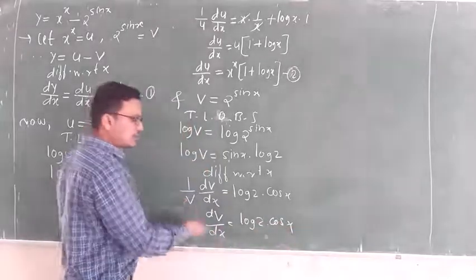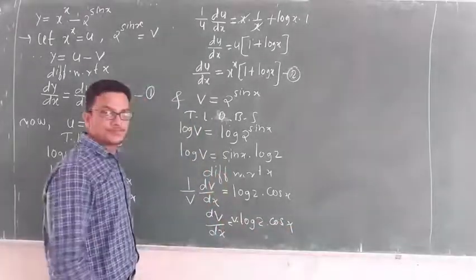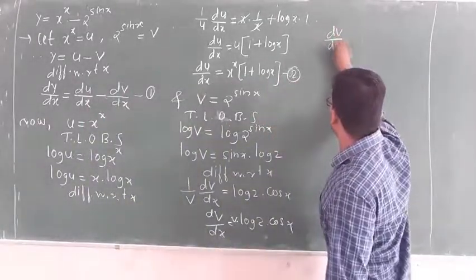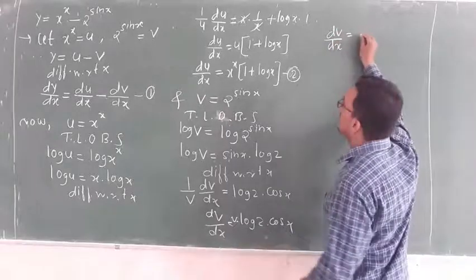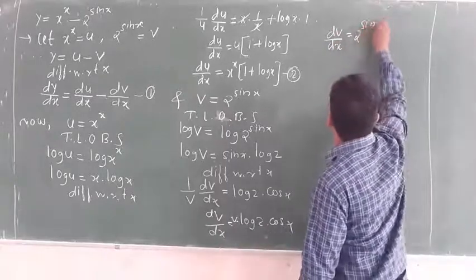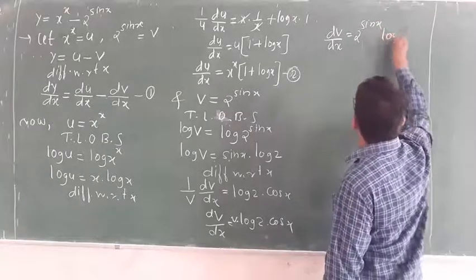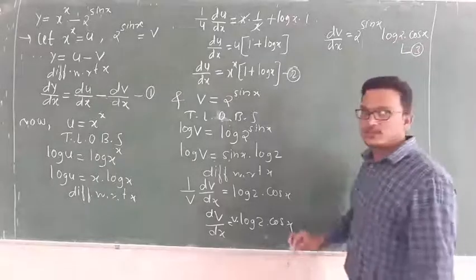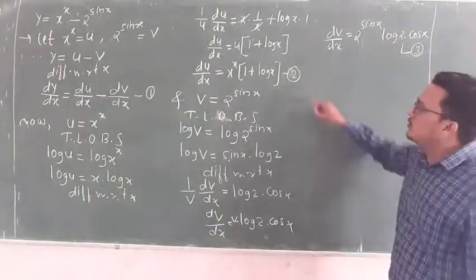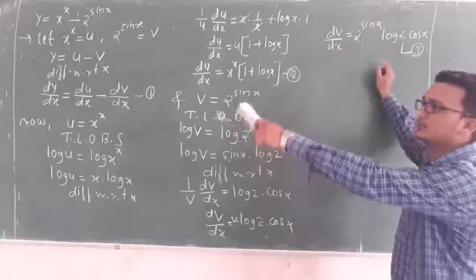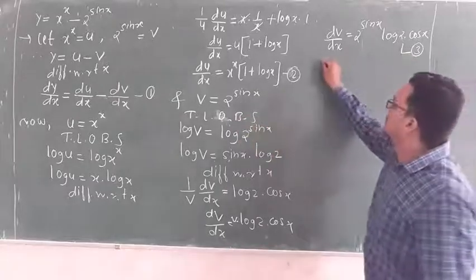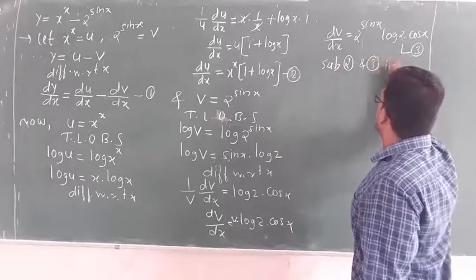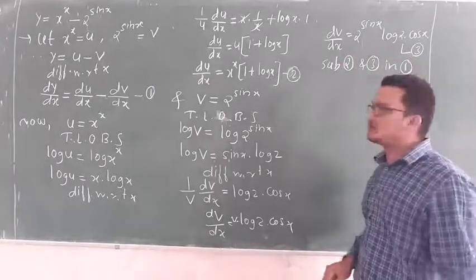Here v we have to transfer, it will multiply, so dv by dx is equals to, now substituting v, 2 to the power sin x into log 2 into cos x, and this is your equation 3. Now this equation 2 and 3 we have to substitute in equation 1.